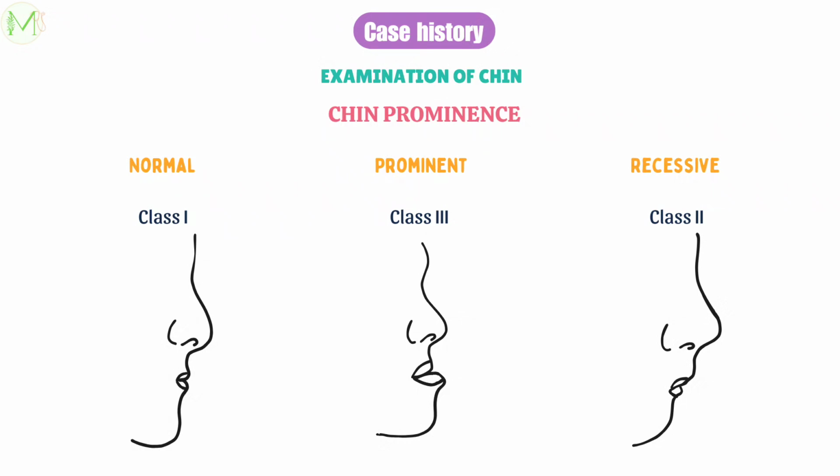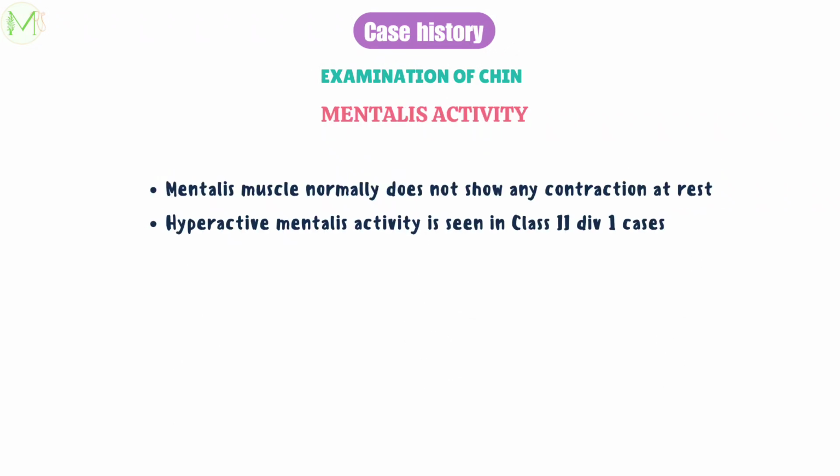Also, we need to look for chin prominence. A prominent chin is seen in class 3 malocclusion and a recessive chin is seen in class 2 division 1 malocclusion. Overdevelopment of chin height alters the lower lip position and also interferes with lip closure. And finally, we have mentalis activity. The configuration of the soft tissue of the chin is determined not only by the bone structure but also by the thickness and tone of the mentalis muscle. Normally, the mentalis muscle does not show any contraction at rest. Hyperactive mentalis activity is seen in some malocclusions such as class 2 division 1 cases, which causes puckering of the chin. And that brings us to the end of the video.